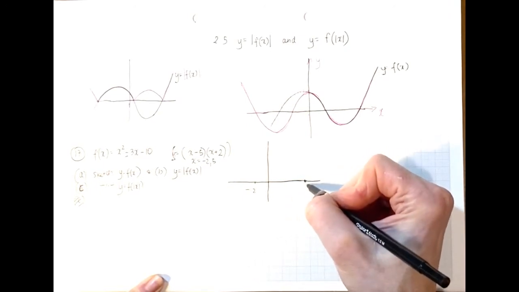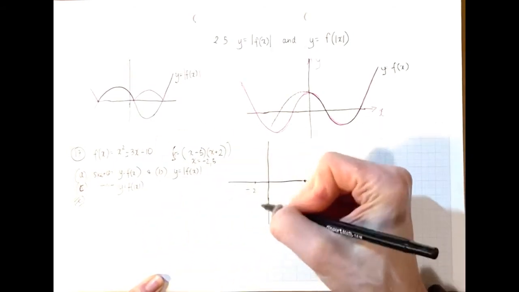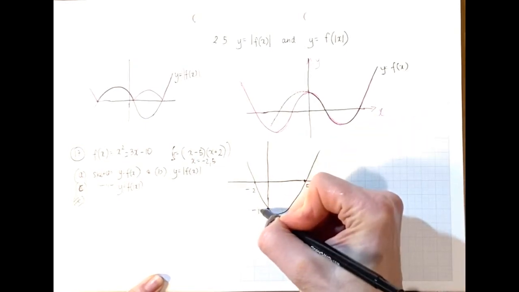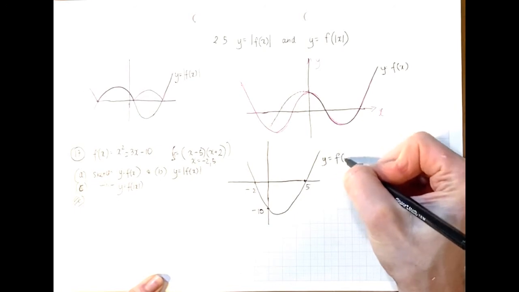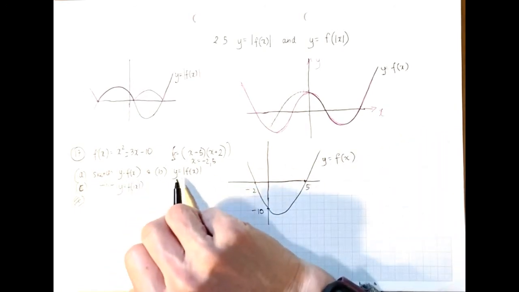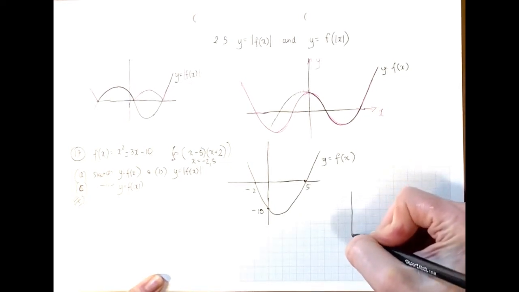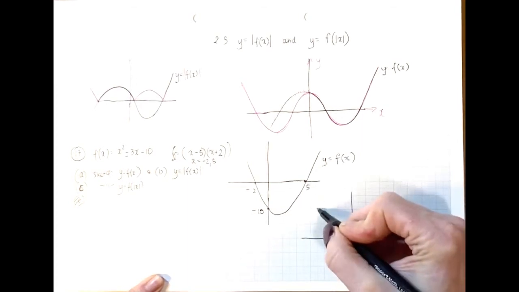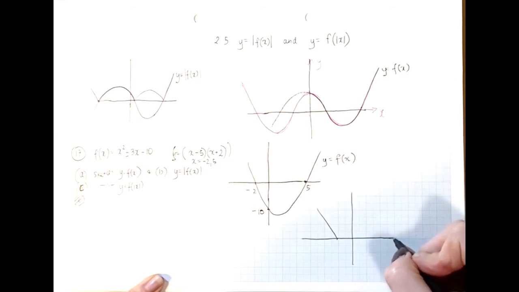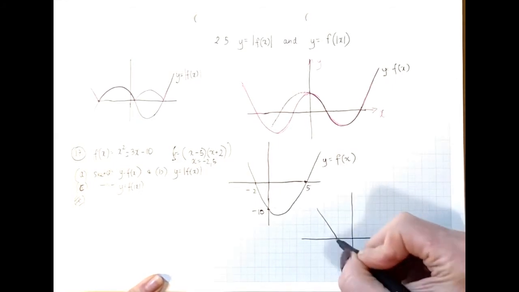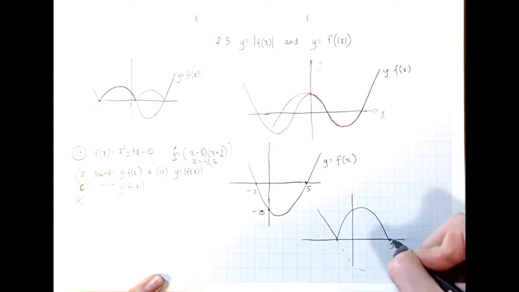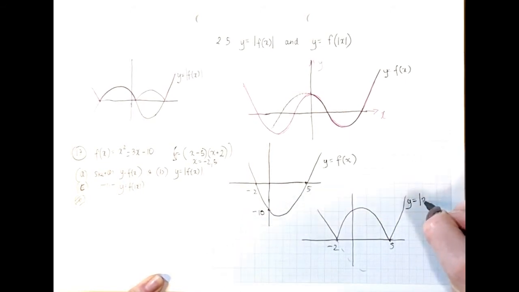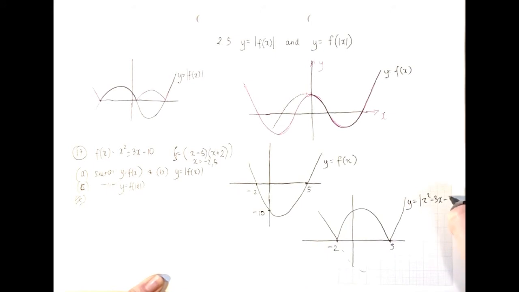It also intersects the y-axis at minus 10. So here's my graph. This is y equals f of x. For y equals modulus of f of x, we just need to reflect the bottom bit of the graph in the x-axis. There you go. So normally it goes down here, it's going to go this way. So this is y equals modulus of x squared minus 3x minus 10.